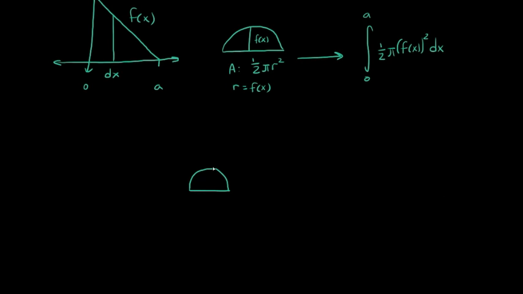And so this is a visual representation of what it will look like. It's just a bunch of semicircles infinitesimally small under the curve. So you can visualize that.